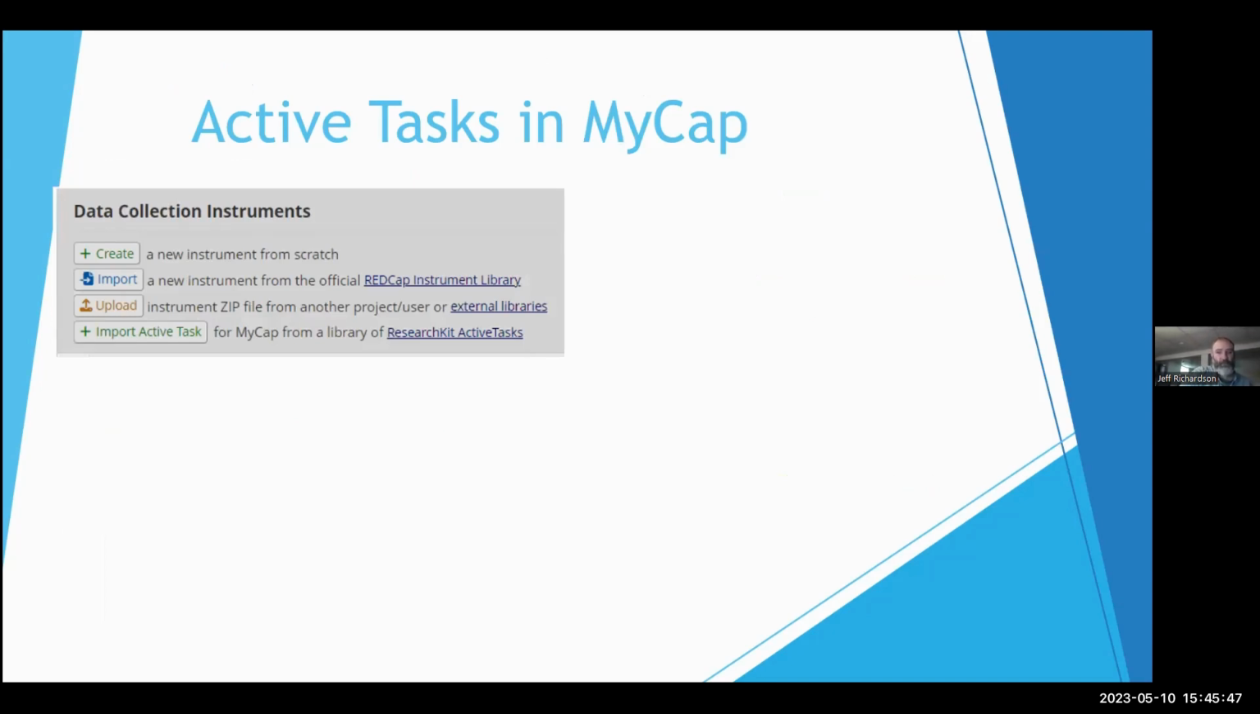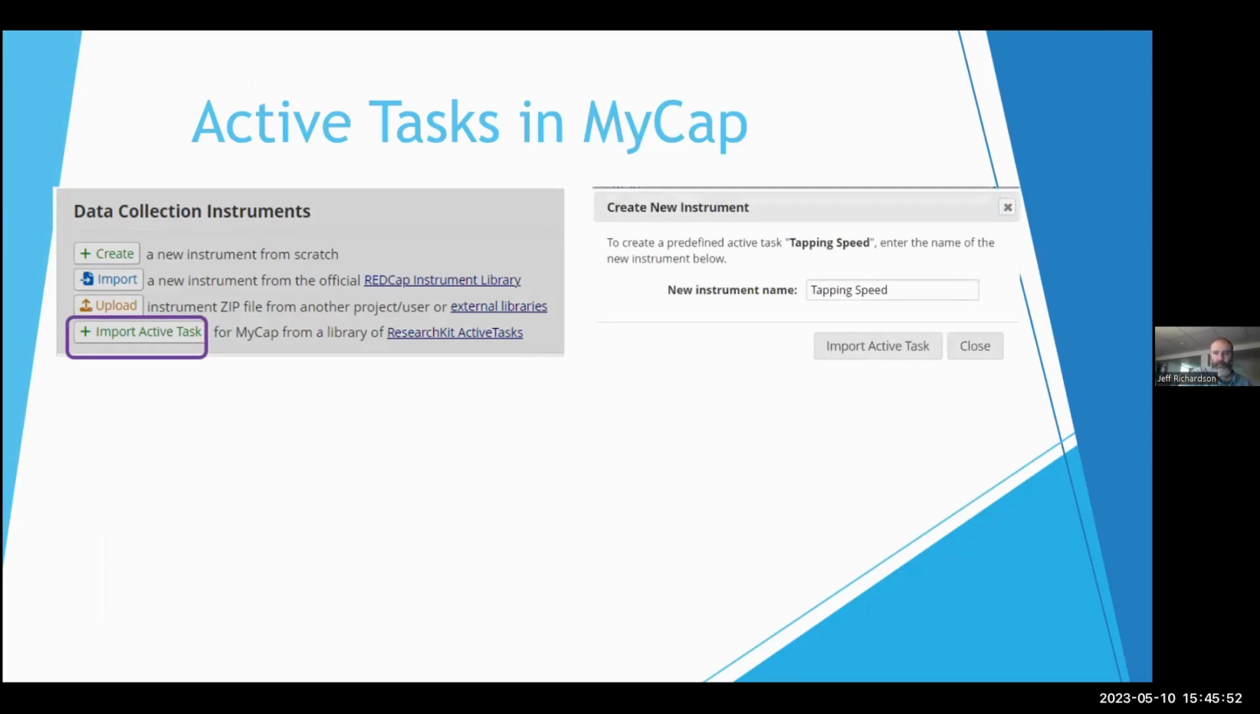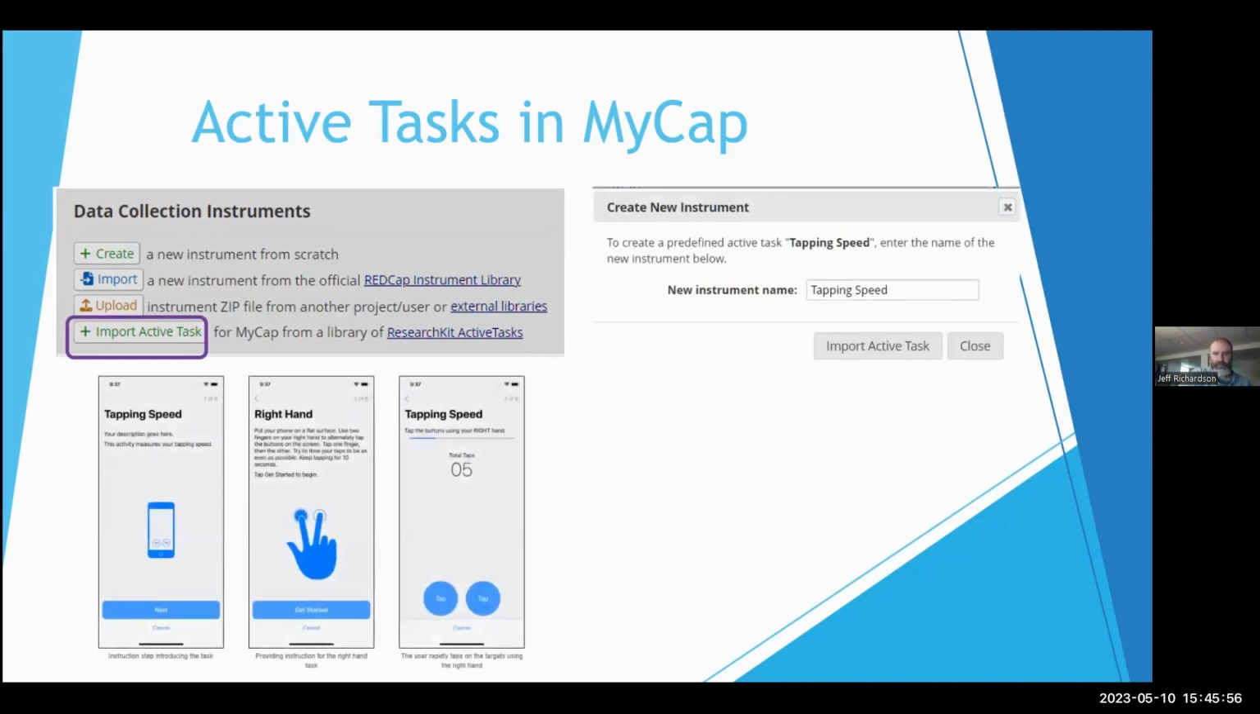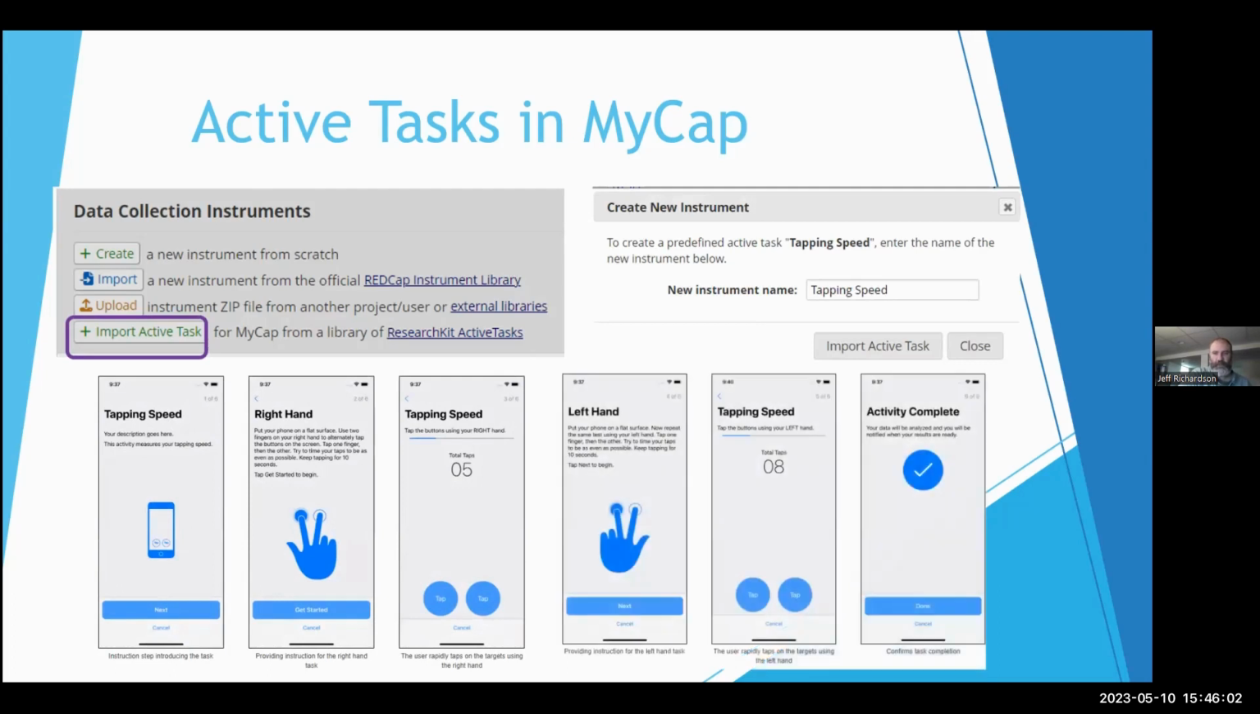Active tasks are a cool feature. I mentioned the tapping earlier. Here, for instance, in this tapping task, the user rapidly alternates between tapping 2 targets on the touch screen. The resulting touch data can be used to assess basic motor capabilities such as speed, accuracy, and rhythm.